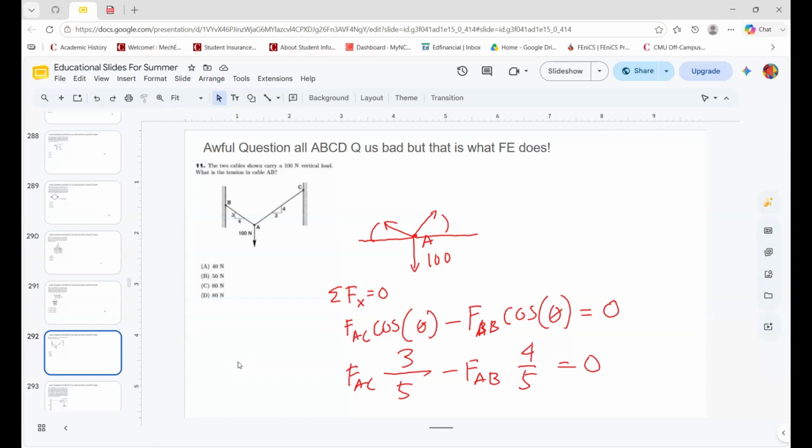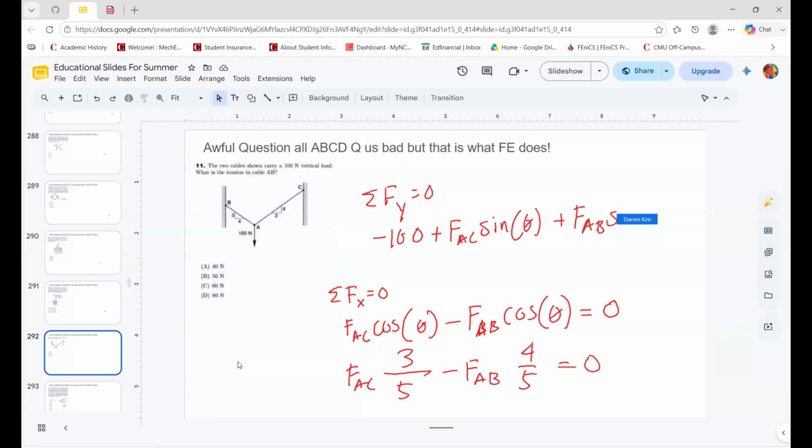I'm going to use a calculator to actually simplify very fast. I'm not doing it by hand again. Fy equals 0, and this is going to be 1,000 minus, and it's going to be plus F_AC sine theta, and then it's going to be plus F_AB sine theta 2. Sorry, this should be 1 and 2. I'm so used to just not doing that, so it doesn't matter. Okay, so this over here should be 4 over 5 and 3 over 5.